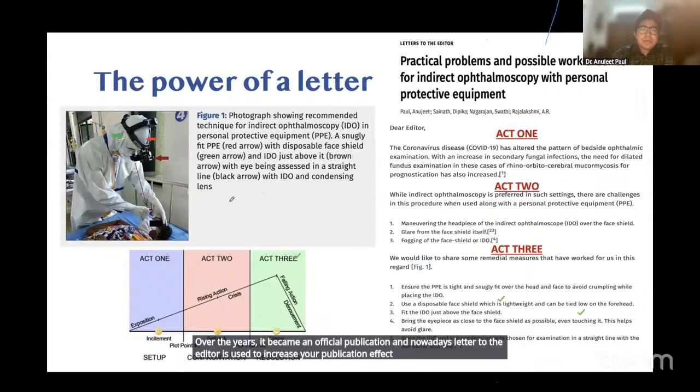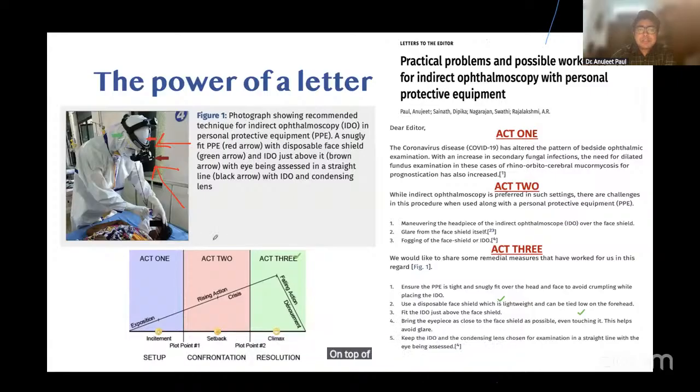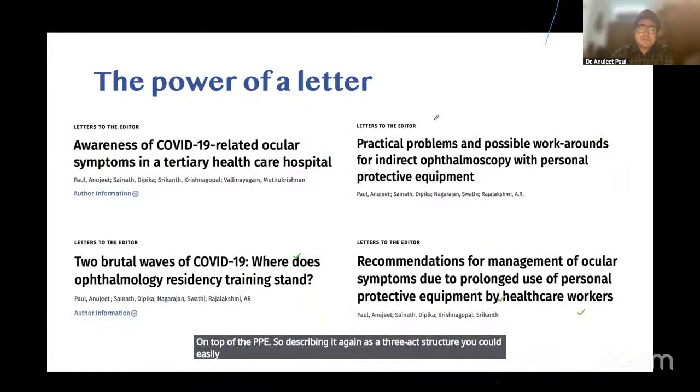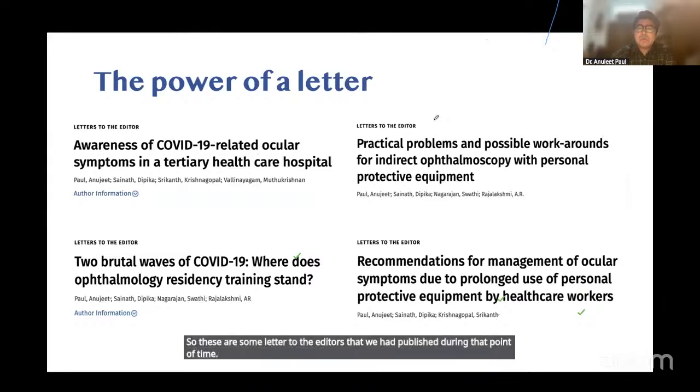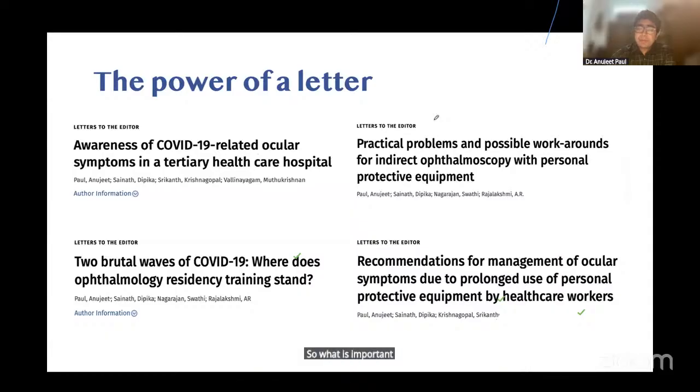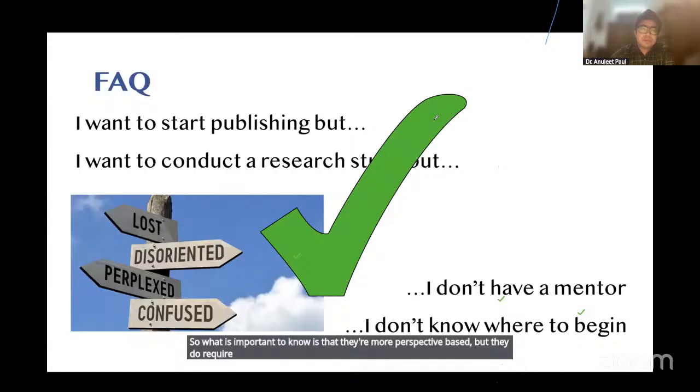So this is one very simple letter to the editor during COVID-19. It just described how instruments could be worn on top of the PPE. So describing it again as a 3-act structure, you could easily get a publication during that point of time. So these are some letters to the editor that we had published during that point of time. What is important to know is that they're more perspective based, but they do require 5 to 10 references going forward.